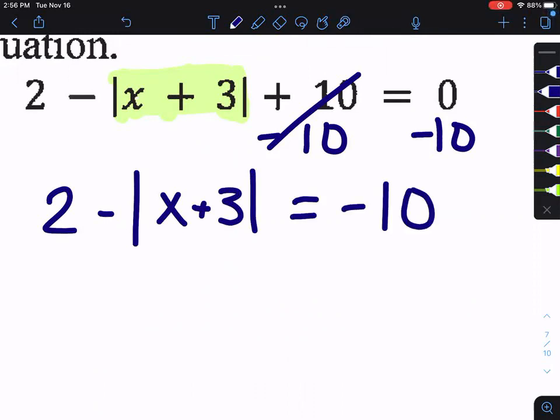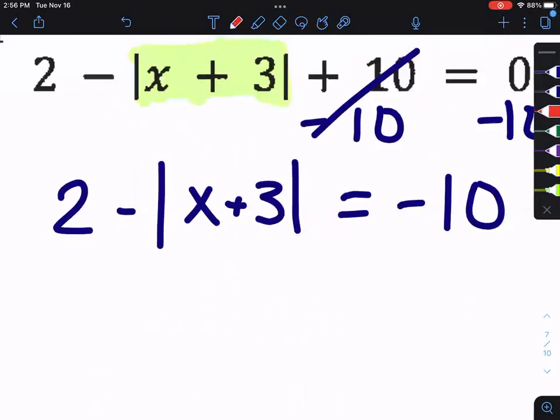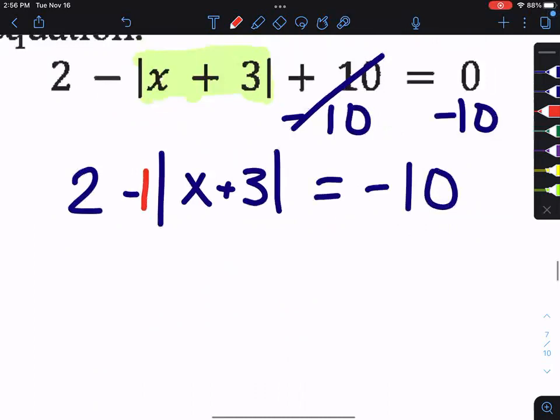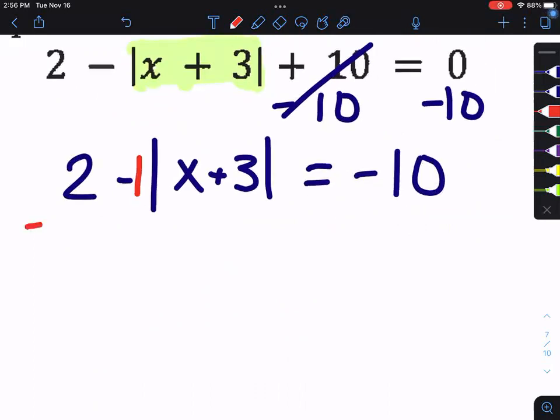Here is where students tend to mess up this problem. So we have the 2 and then we have the minus. That minus is like a little negative 1 sitting out front here. We cannot just subtract or add 2 to get rid of both of those. We've got to do them separately in 2 steps. So we're going to subtract 2 to get rid of this. We're still going to have that little negative 1 sitting there.